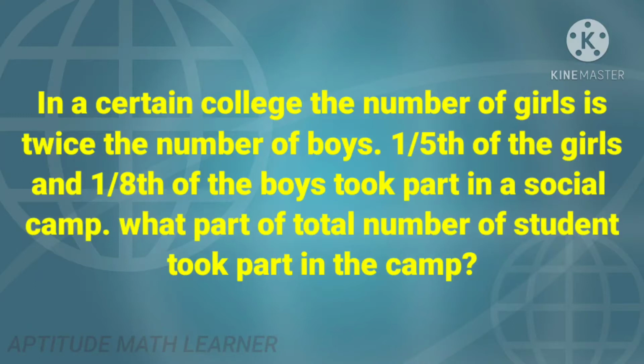1/5 of the girls and 1/8 of the boys took part in a social camp. It means that 1/5 of the girls and 1/8 of the boys took part in a social camp. So what part of the total number of students took part in the camp, we have to find.